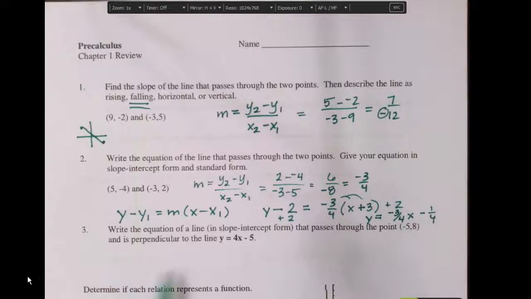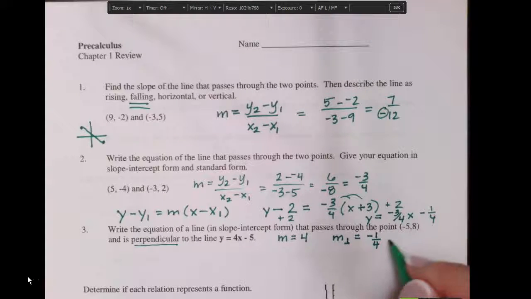In number 3, I want to write the equation of the line in slope-intercept form that passes through this point and is perpendicular to this line. So the slope of my original line is 4, but I don't want to use that slope because that would be a parallel line. I want to know what the perpendicular slope is. So I take the opposite reciprocal. So now I don't need this slope or this equation anymore. I need my new slope of my perpendicular line and my point.